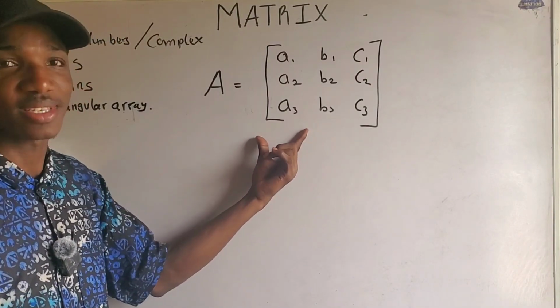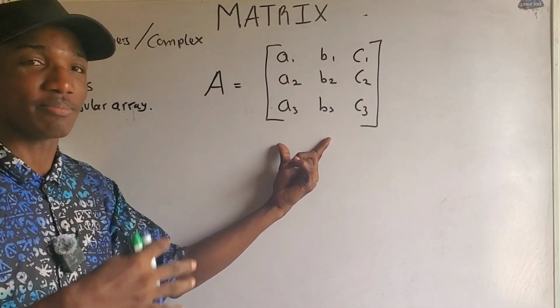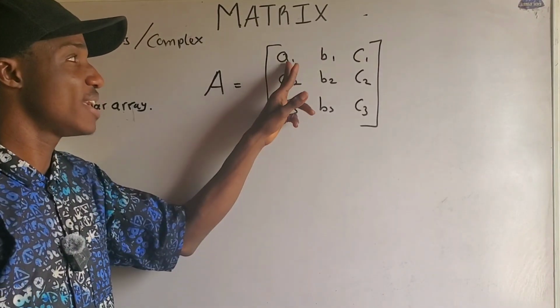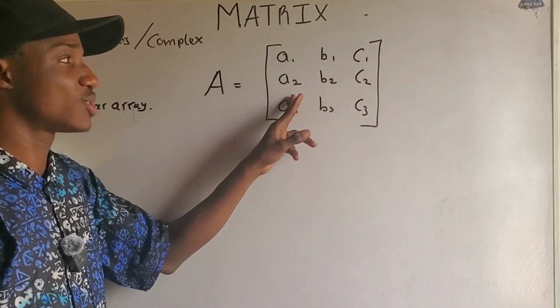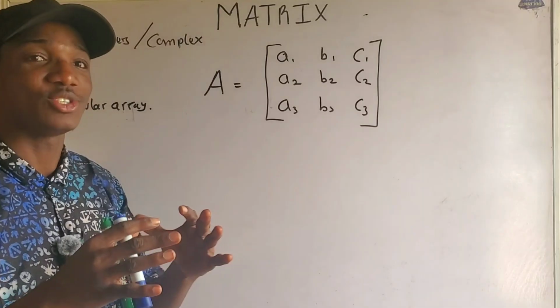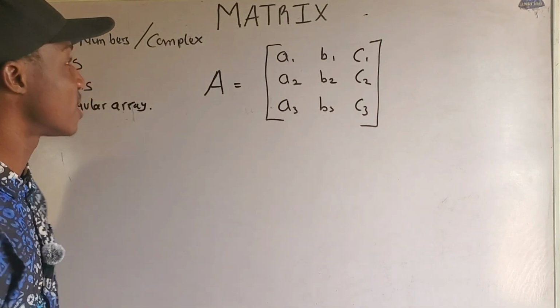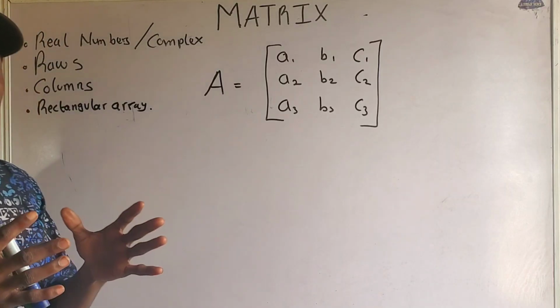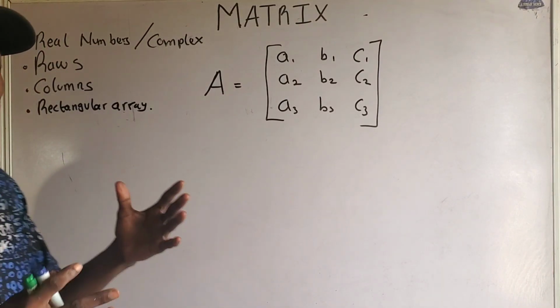This matrix has elements. The elements are the set of numbers that are present in the matrix. Do you understand? So A1, B1, C1, A2, B2, C2, A3, B3 and C3 are just numbers which can be real or complex. Do you understand? So when we talk about matrix, we are looking at a set of real numbers or complex numbers which are arranged in rows and columns.